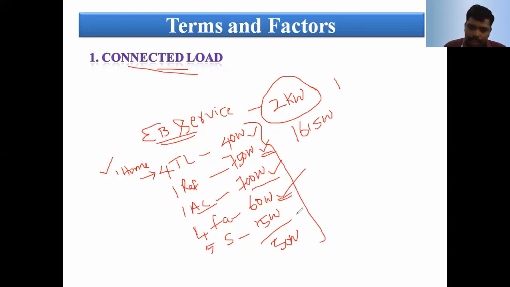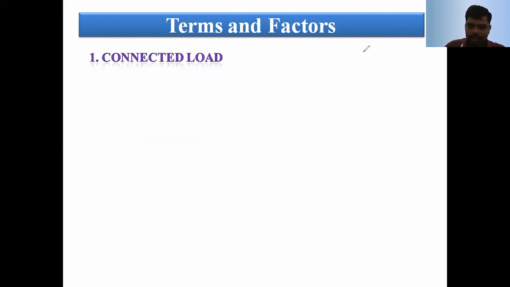But we need to calculate the total connected load. This is nothing but the sum of all the appliances we are using in the home, and that we can calculate. That is the connected load. Here I have given the example for home appliances. Similarly, we can go for any industry also.